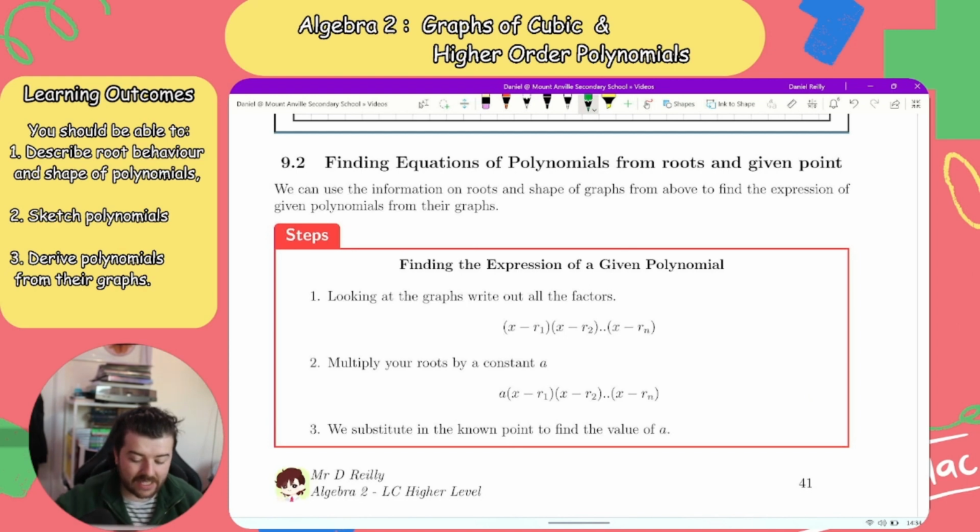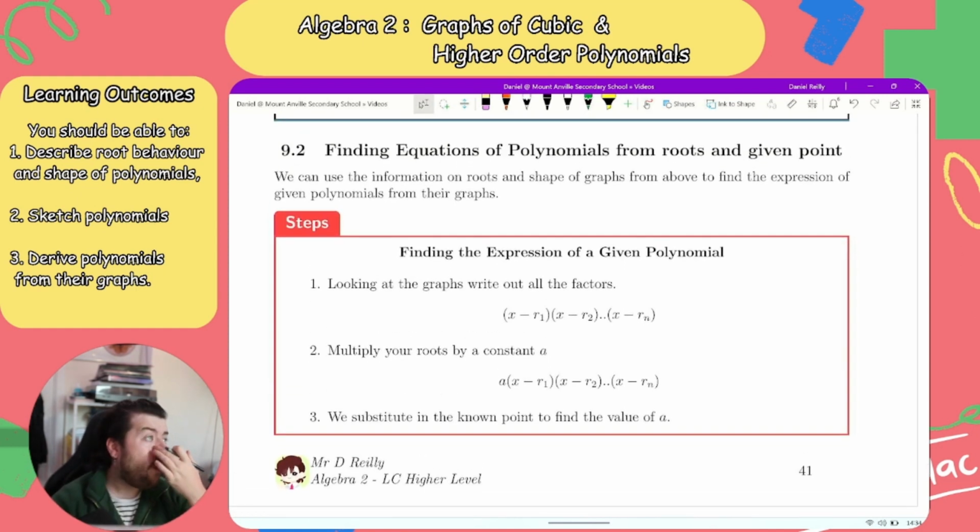So now let's look at finding equations of polynomials from roots and a given point. Right. So sometimes we're given a graph and we're given all the roots on the graph and then we're given one point on the graph. So we can use the information on roots and shapes from above to find the expression of given polynomials from the graph.